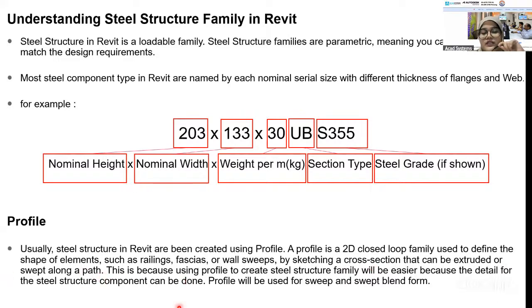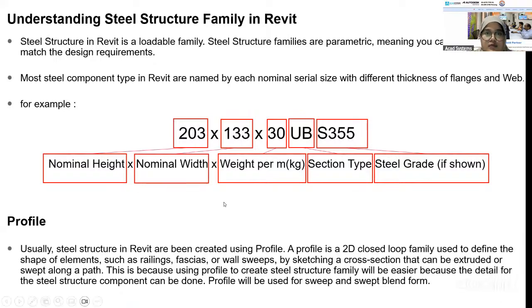So using a profile to create a steel structure family will make it easier for you to create detail. As I mentioned before, using a 2D closed loop profile will make your family more detailed. Profiles will also be used when you create a sweep and swept blend in the Revit family editor, right?